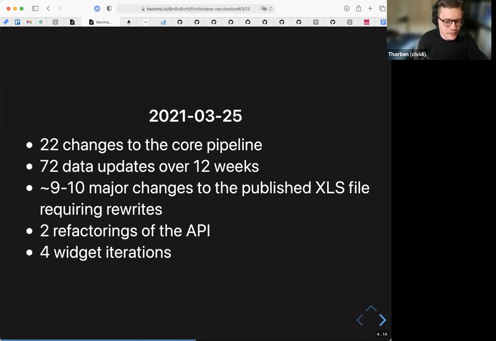So I counted a bit, and there were roughly 22 changes I had to make to the actual pipeline processing this. And it's now running for over 12 weeks since the vaccination campaign started. And there were about 9 to 10 major changes to the structure of this Excel table that I had to account for. And I will go into a bit the other parts of this project, which is an API for delivering this for, I don't know, other applications. And I worked on a widget which had like roughly 4 versions of it.